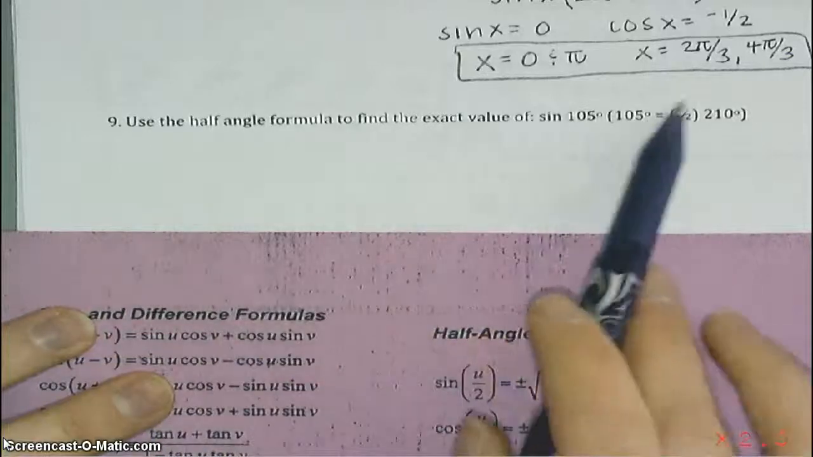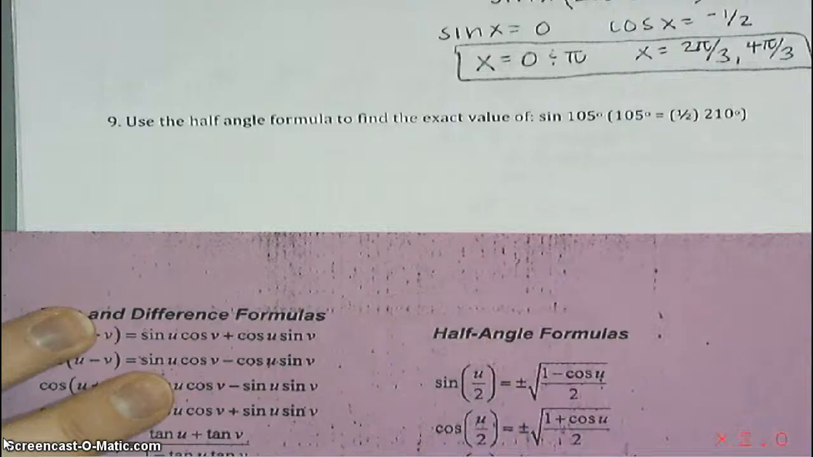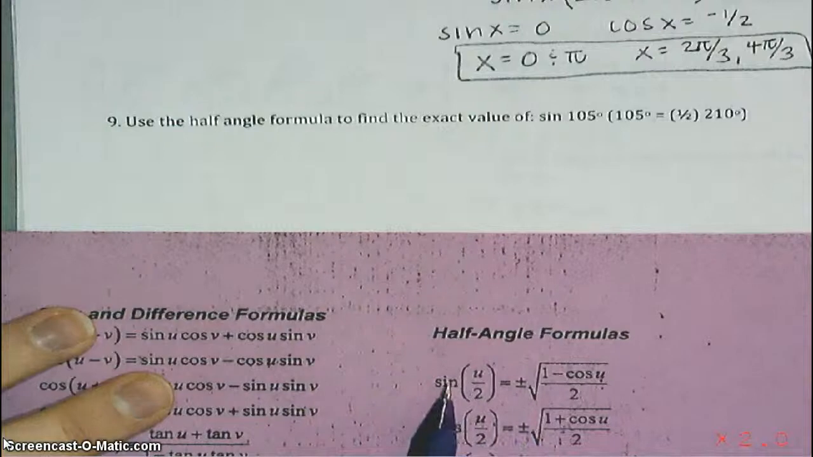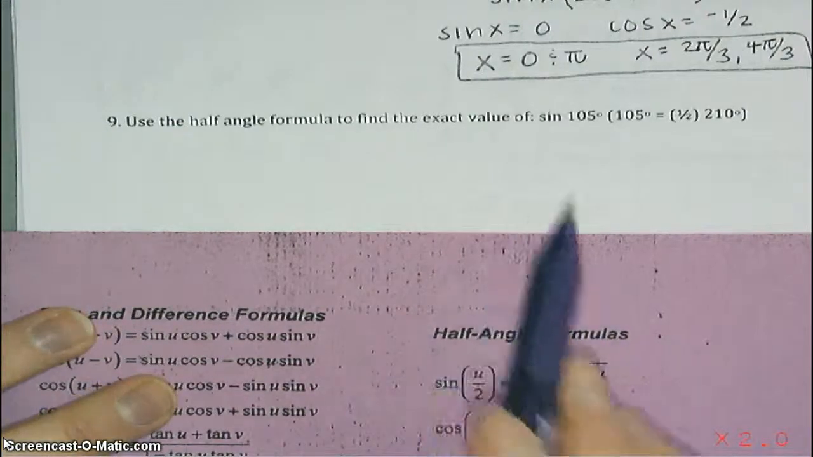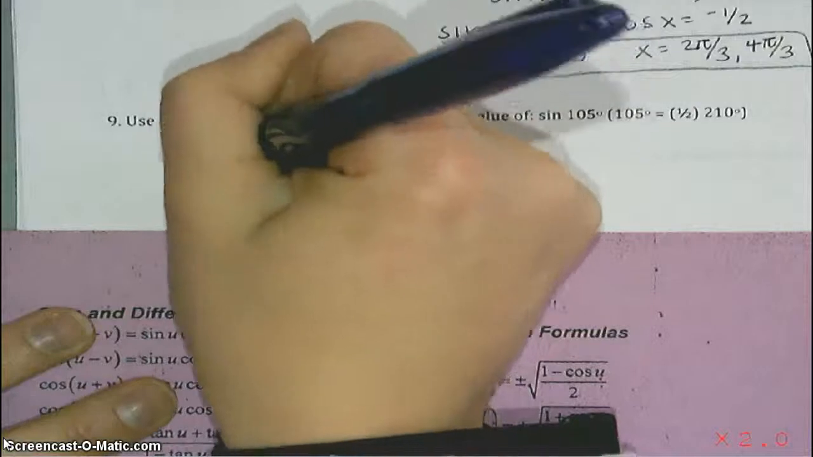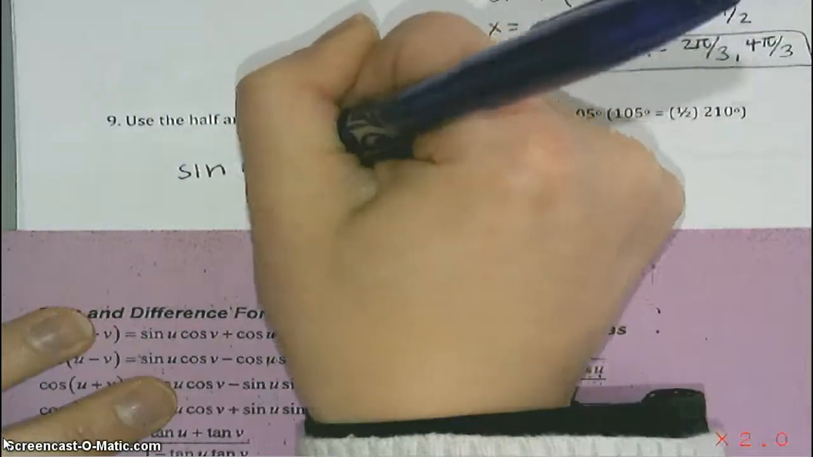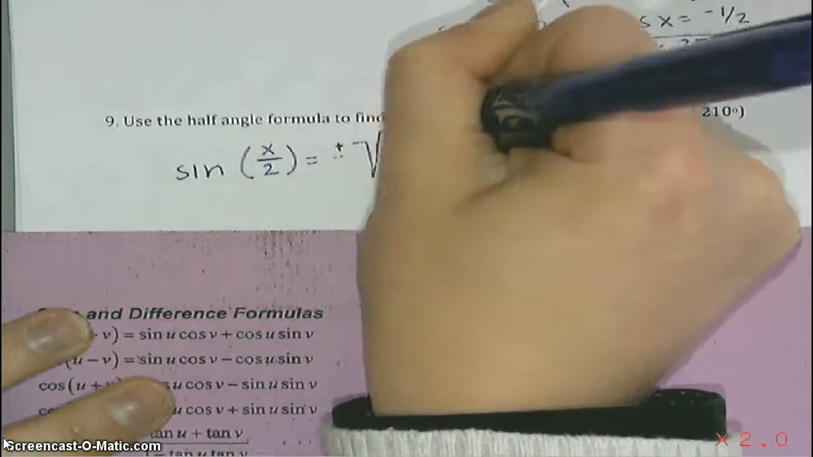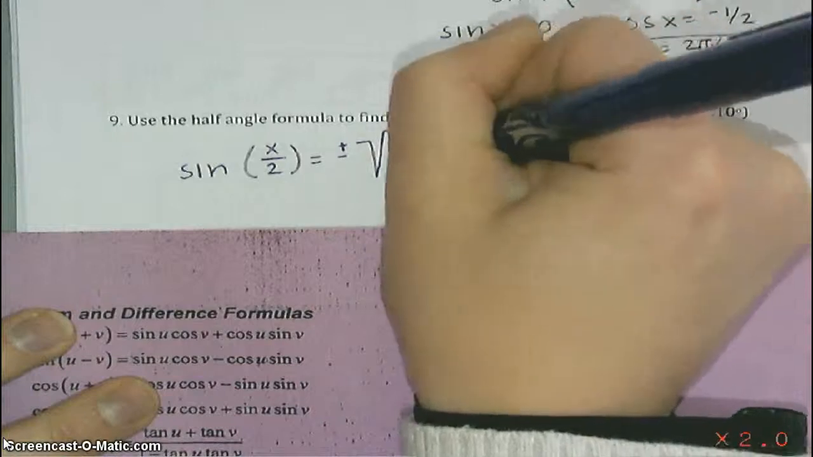And they tell us actually a little hint on what to use for our x value in the half angle formula. So if you copy down, or if you reference this sheet, this is going to be the sine half angle formula. I'm picking sine because I'm doing sine of 105. I'm just going to copy down the formula. Instead of u, I'm going to use x. So this is going to be sine of x over 2 is equal to plus and minus the square root of 1 minus cosine x all over 2.